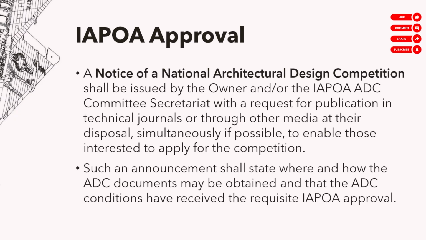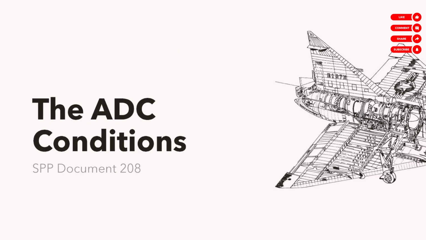Next, after it's approved, so pag in-approve na ng UAP yung contest, then you can make the announcement. The announcement is called the Notice of a National Architectural Design Competition. It's issued by the owner with a request for publication in technical journals. The announcement should say kung saan makukuha yung conditions, paano sumali, may babayaran ba, etc. Dapat nakalagay din sa announcement na IAPOA approved or UAP approved yung competition.